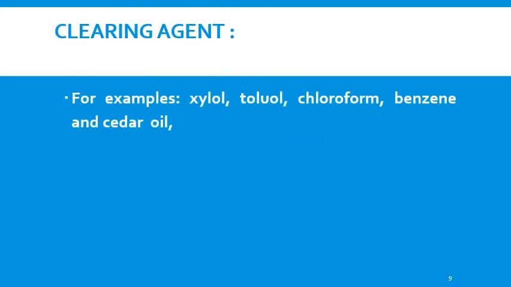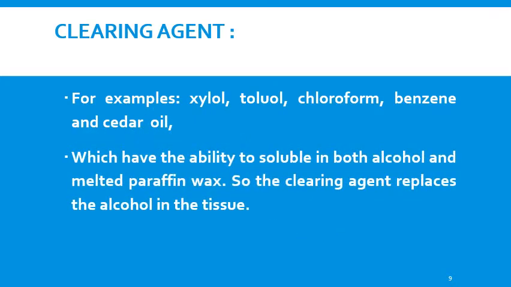The next step is the clearing agent. There are many types of clearing agent, such as xylol, toluol, chloroform, benzene, and cedar oil, but the most common is xylol. What's the benefit of the clearing agent? It has the ability to dissolve in both alcohol and melted paraffin wax. So the clearing agent replaces the alcohol in the tissue.